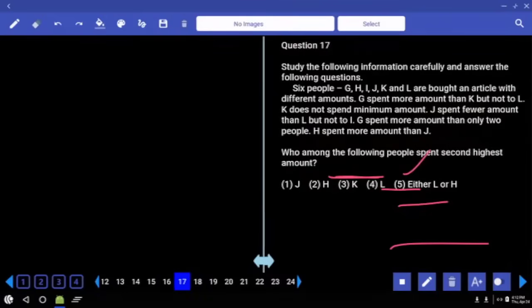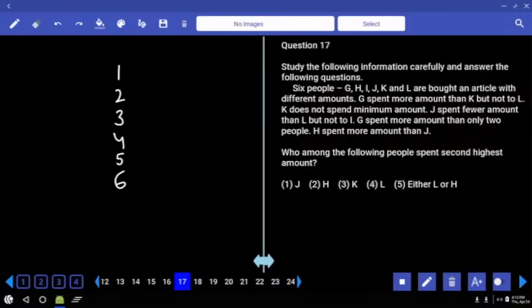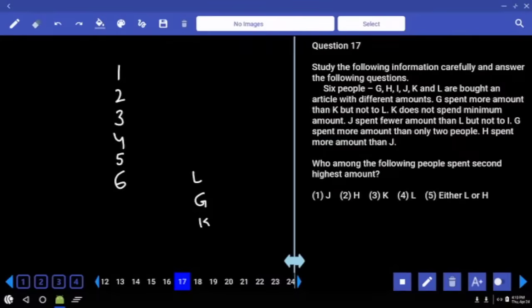Then 17 onwards. Now in this 17, 6 people bought an article with different amounts. Now comparison, 6 persons comparison. Then first are the second priority. Now first priority, question number 17 onwards. Then first one: G spent more than K, but not to L. And K does not spend the minimum amount. K cannot be at the last place.